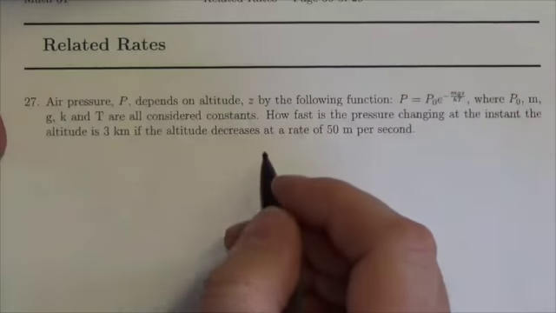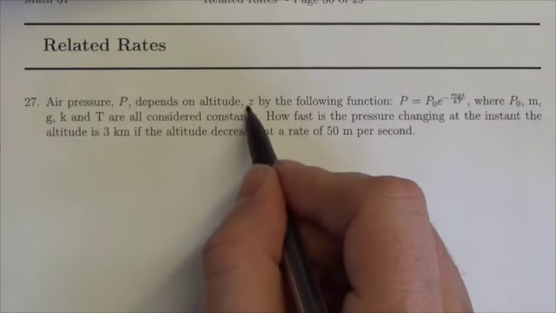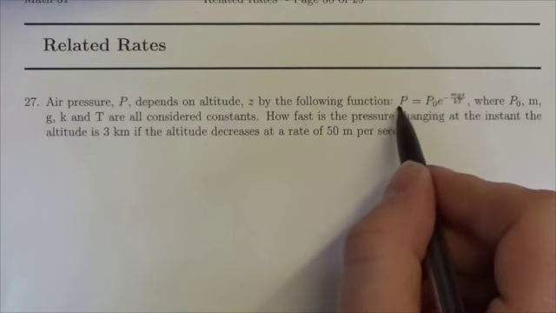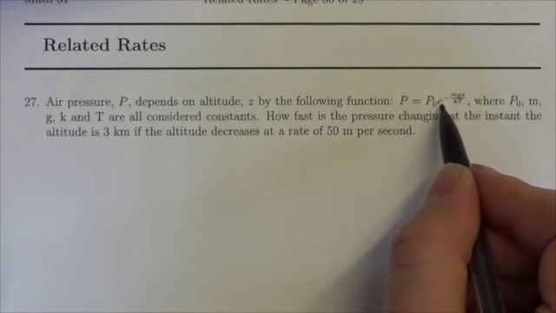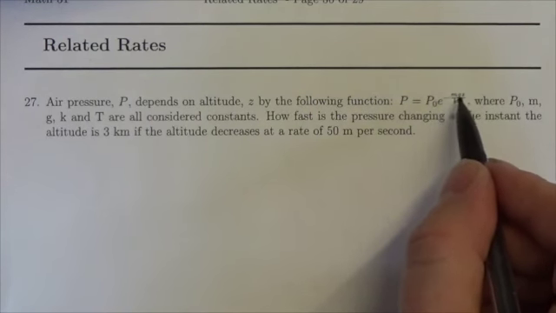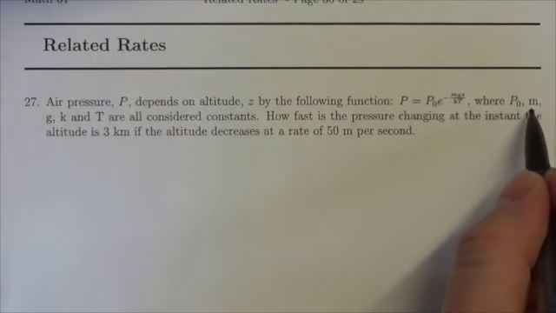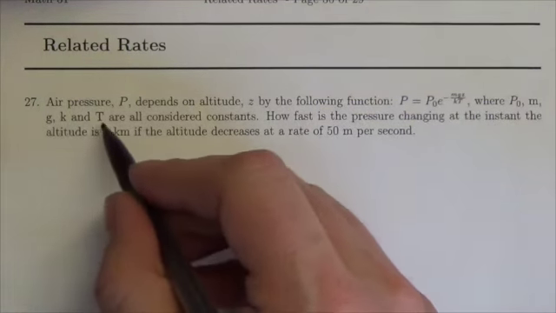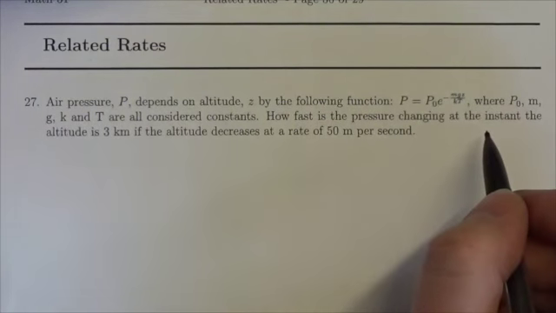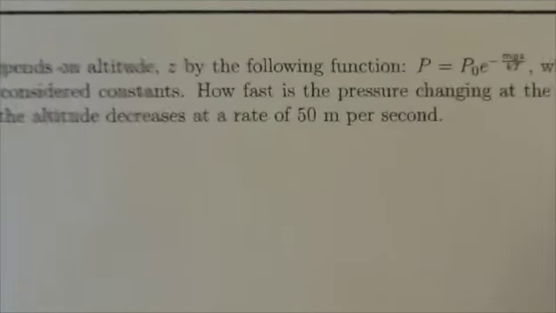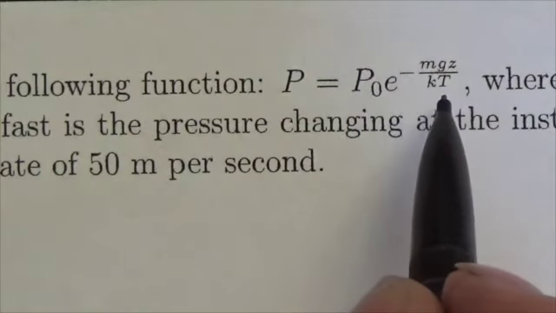So in this related rates problem, we read that air pressure, P, depends on altitude, Z, by the following function. Pressure is equal to some initial pressure times e to the negative mgz over kt, where P naught, m, g, k, and t are all considered constants. A lot of that would have just been measured. So let's zoom in on this equation right here. These guys here would have all been measured.